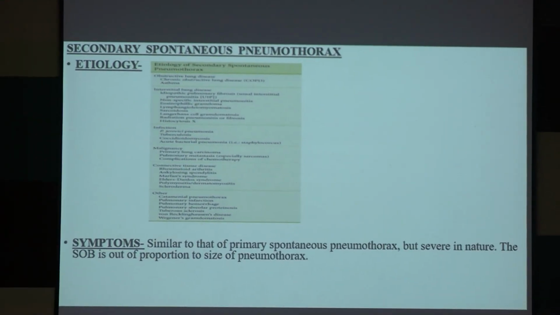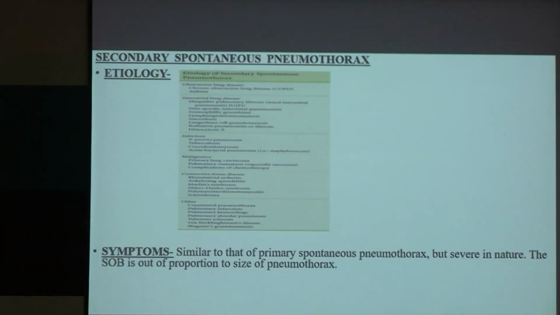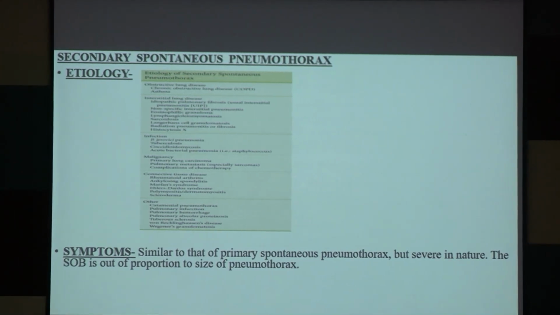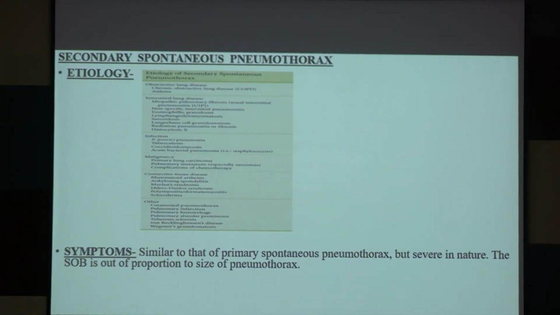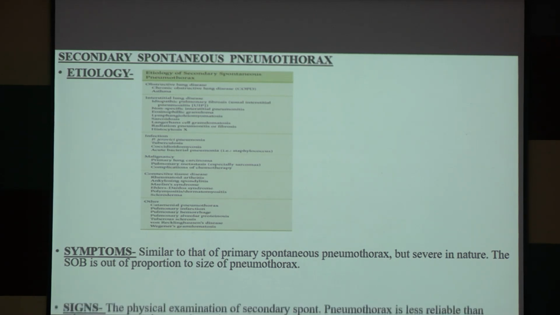This is very important. Symptoms of secondary spontaneous pneumothorax are more severe than that of primary spontaneous pneumothorax because of the underlying VQ mismatch. The VQ mismatch is severe in case of secondary spontaneous pneumothorax. ঠিক আছে? So যদি small নিউমোথোরাক্স হয়, সেকেন্ডারি স্পন্টানিয়াস নিউমোথোরাক্সের শর্টনেস অফ ব্রেথ অর সিম্পটম কিন্তু খুব বেশি হয়। ঠিক আছে?